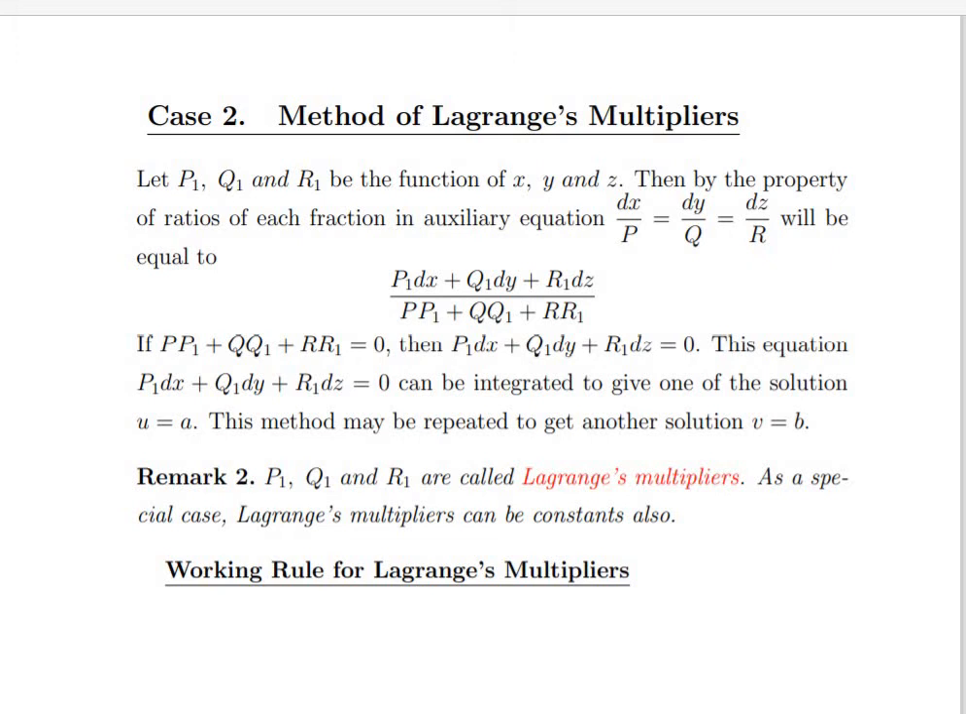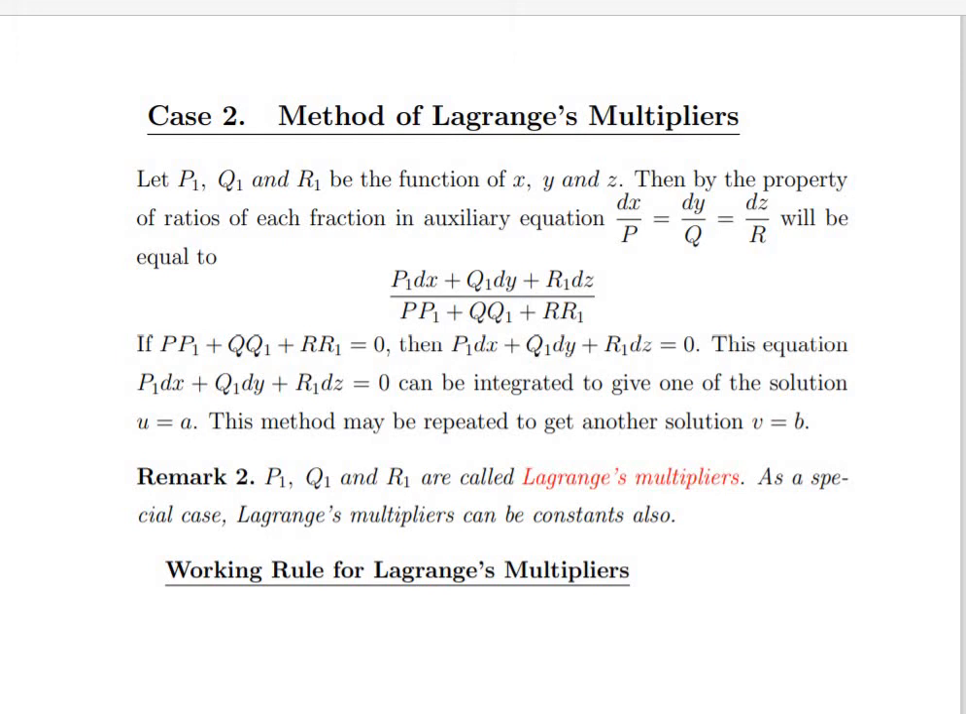And if P P1 plus Q Q1 plus R R1 equal to 0, then P1 dx plus Q1 dy plus R1 dz equal to 0. This equation P1 dx plus Q1 dy plus R1 dz equal to 0 can be integrated to give one of the solutions, say u equal to a. This method may be repeated to get another solution, say v equal to b.